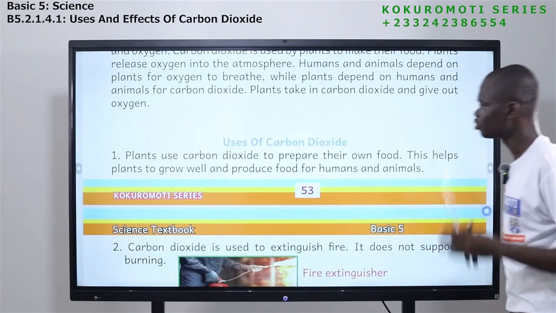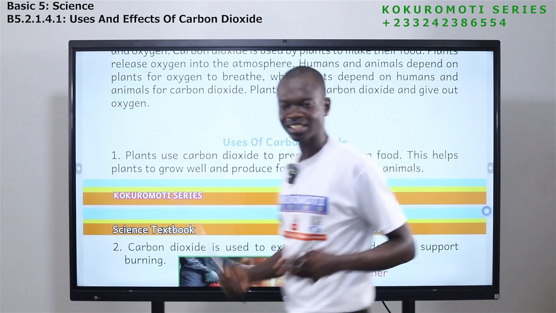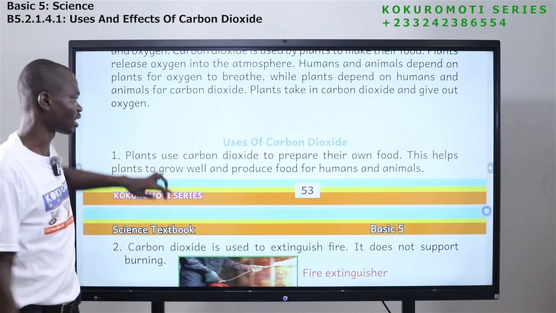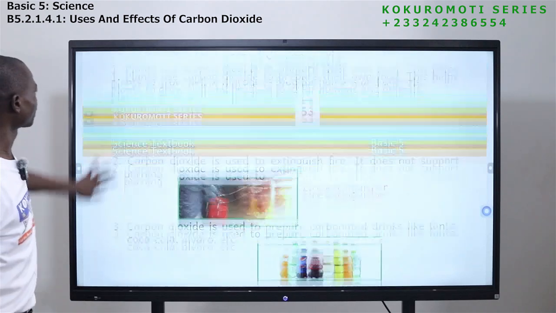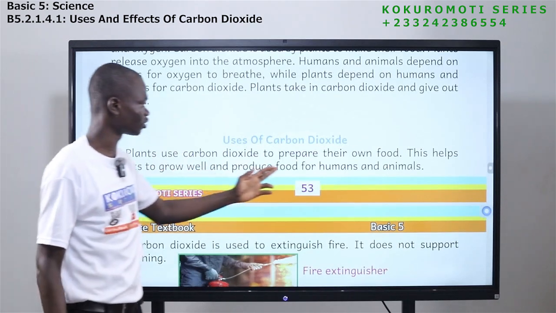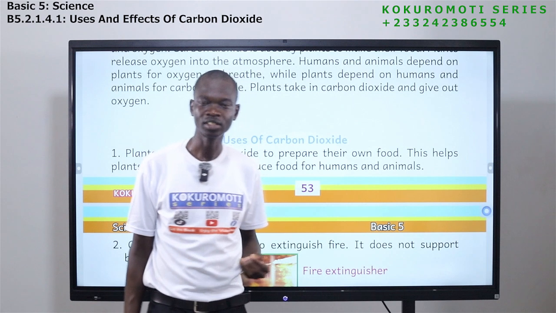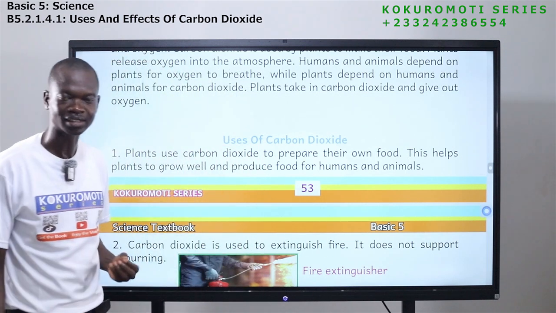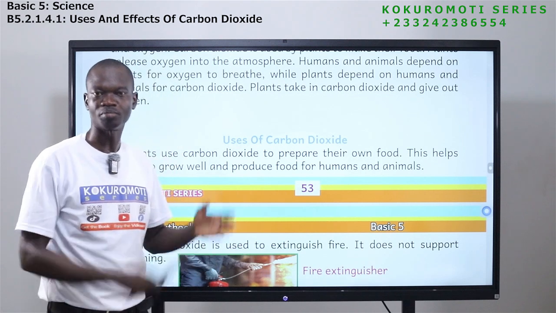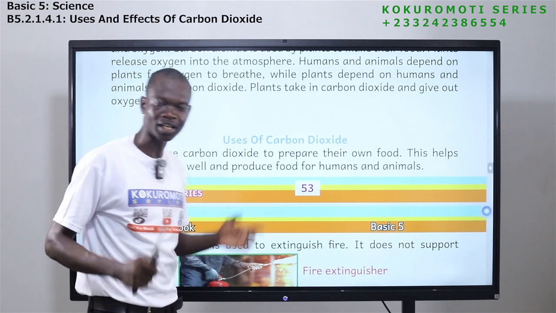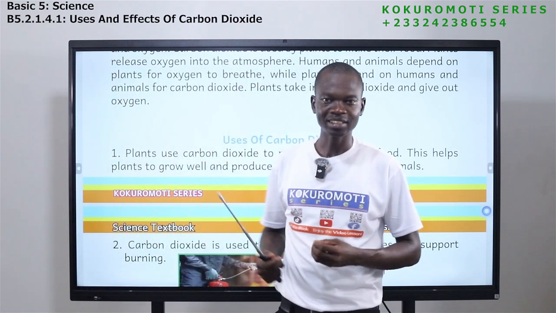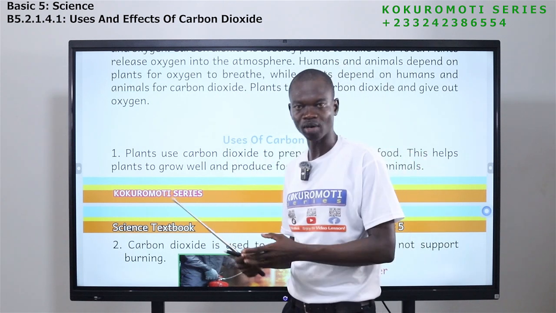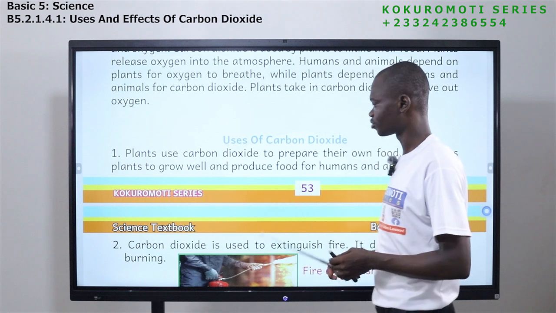Let's look at the uses of carbon dioxide. Is carbon dioxide useful at all? What are some of the uses of carbon dioxide? The first one: plants use carbon dioxide to make their own food. So one use of carbon dioxide is that plants are able to make their own food because of carbon dioxide. Without carbon dioxide, plants wouldn't get any air to prepare their own food.